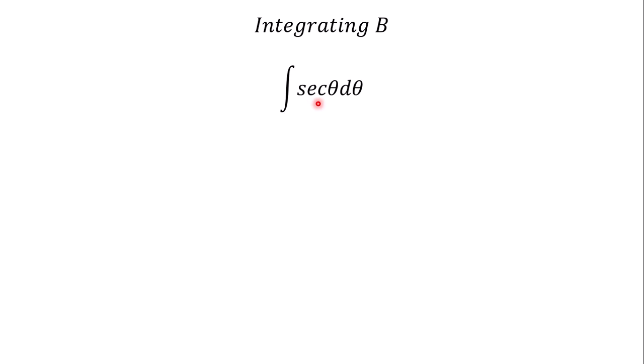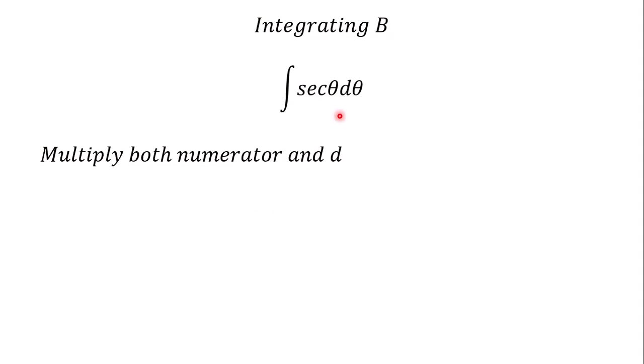To integrate this one, or to give a proof of why the whole of this one is equal to natural log absolute value secant theta plus tangent theta, that is what I'm going to show. So here I'm going to multiply both numerator, and then this one is over 1, so both numerator and denominator by secant theta plus tan theta. So let's multiply.